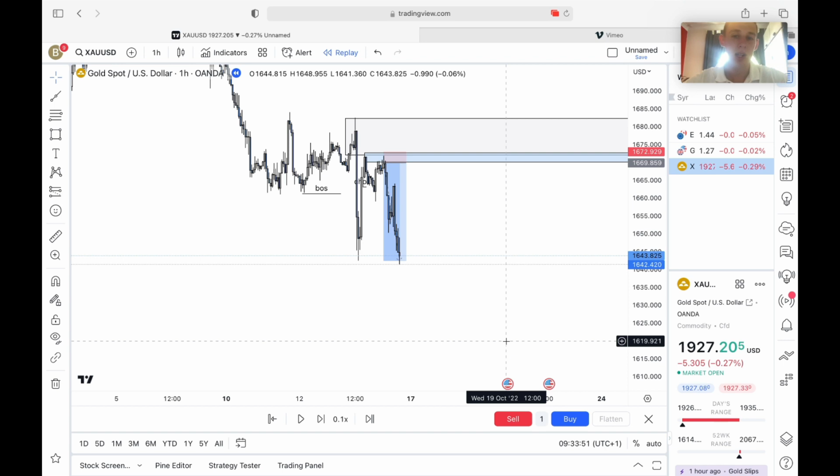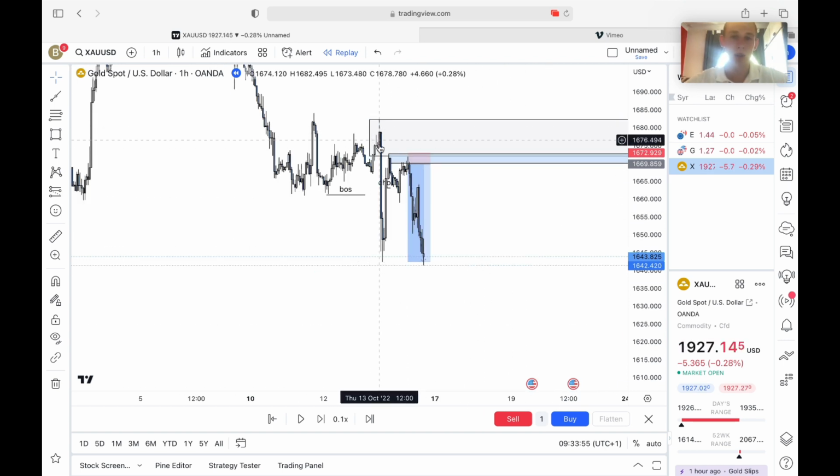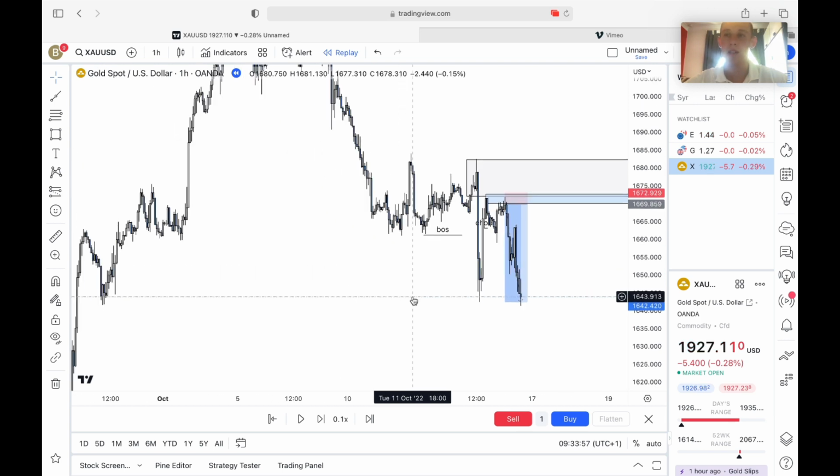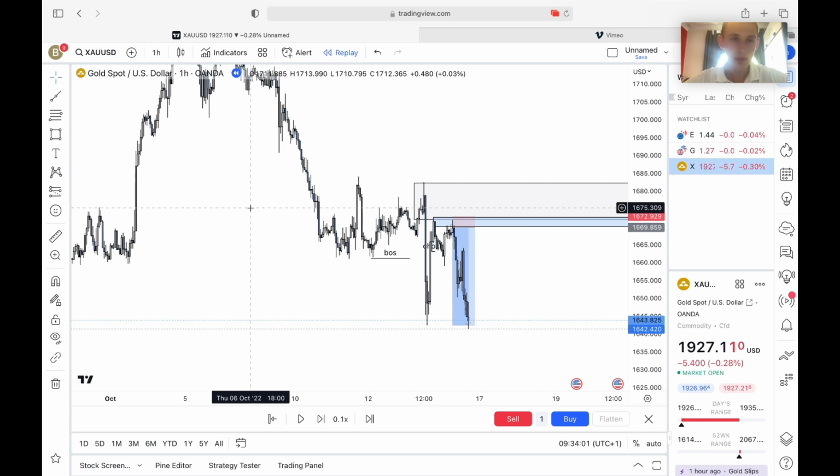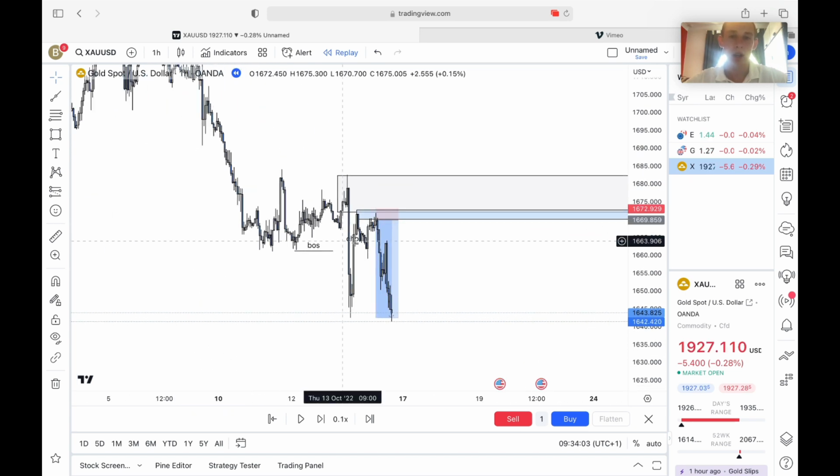Pay particular attention to NFP and CPI. Those are normally the main ones where we get huge candles like this. PPI sometimes as well. So those are your three main news events to watch out for. But yeah, really any particular news event which causes price action like this, this strategy can be applied to.